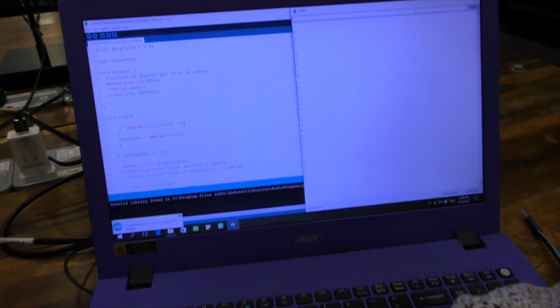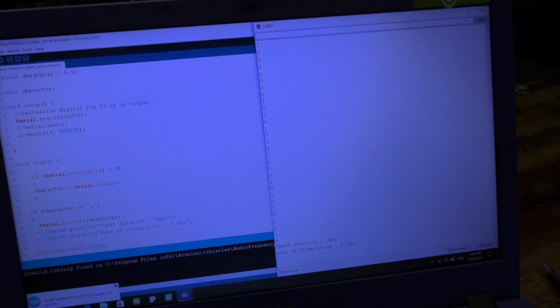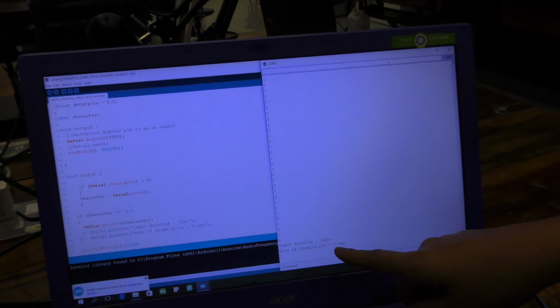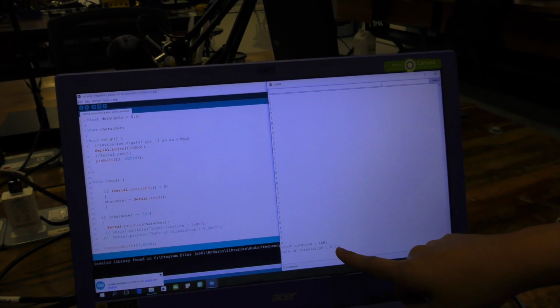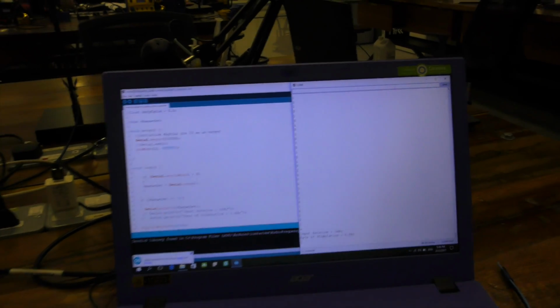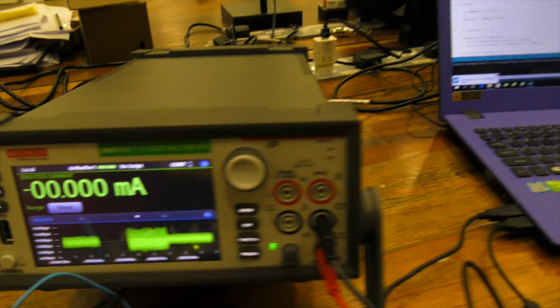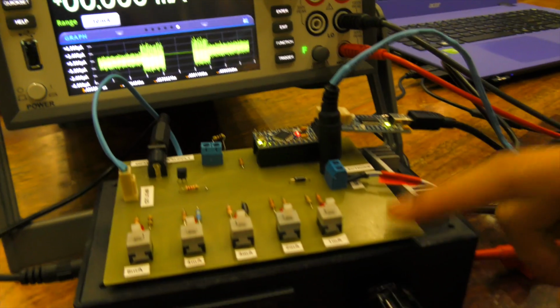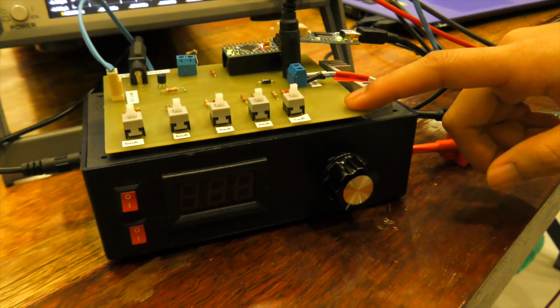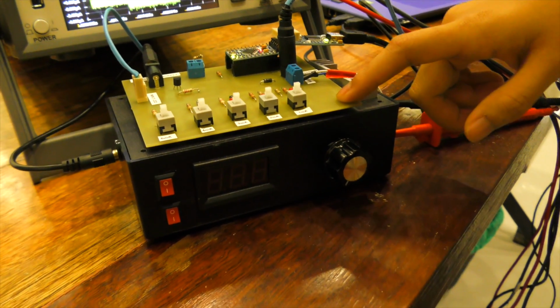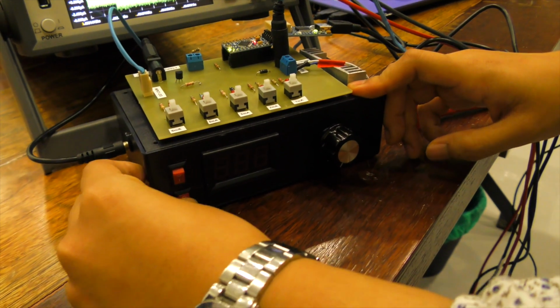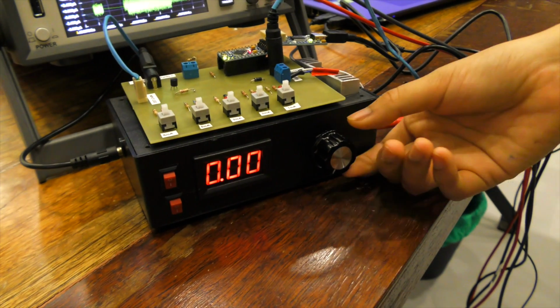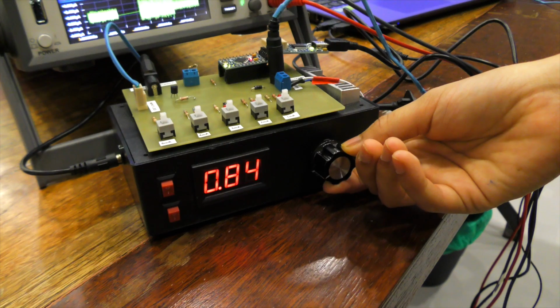For example, if I press A, it will give the input duration of 1 kHz, and the rate of stimulation is 0.5 Hz. The output frequency will be sent to this hardware system. This hardware system is powered by an adjustable DC power supply. Let me turn on this power supply. The voltage will be controlled using this knob.